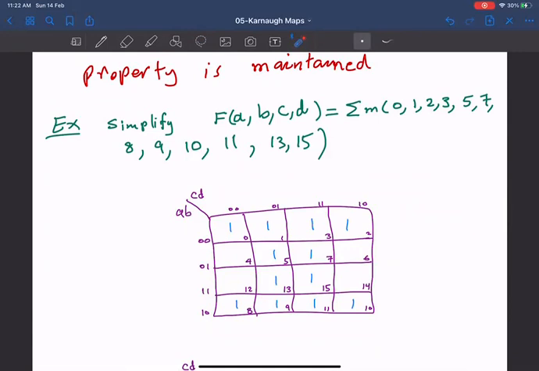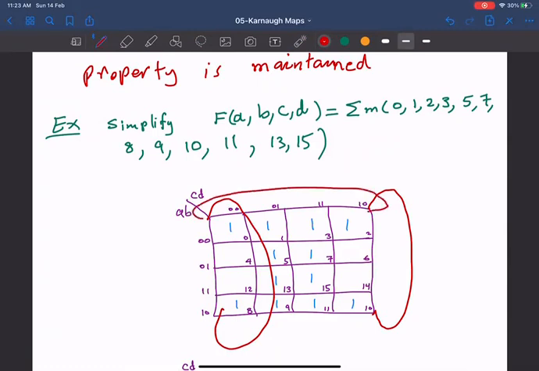And by this, we have the corners adjacent to each other. You can think of this as if we are folding this K-map against each other like this, folding it to be adjacent to each other, from the top side to the bottom side, as well as from here to here.